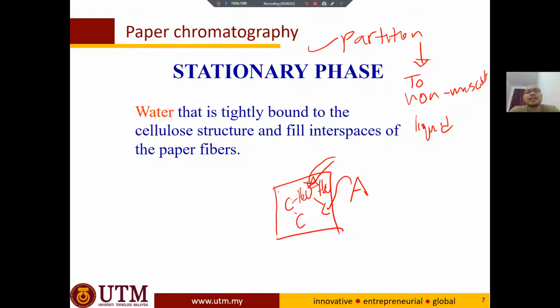Basically, there are some questions that may ask you to describe the stationary phase and mobile phase for paper chromatography. You need to be able to describe them. For example, the stationary phase of the planar chromatography used in this study is liquid. So can you state what kind of planar chromatography is actually used?